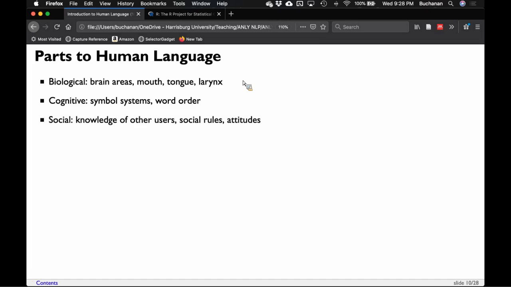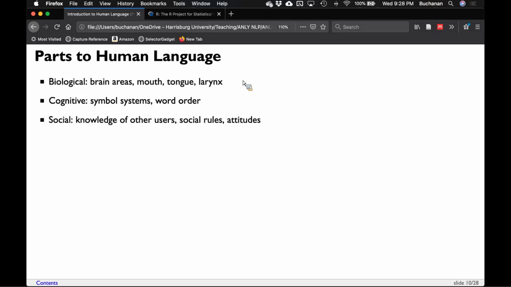Then there's all of our social skills. So knowing what the listener needs to understand so that I can communicate. There are social rules and attitudes and lots of cues. This is sometimes called pragmatics, and it's knowing when to use what. So don't curse in church kind of thing. Or in general, the way you talk to your boss is very different than the way you talk to your friends. That kind of stuff.